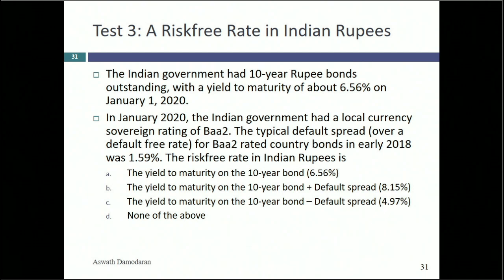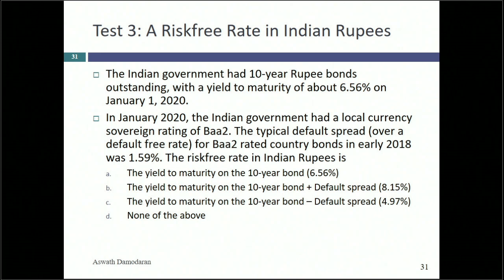The 10-year Indian government rupee bond rate on January 1st, 2020 was 6.56%. You think this is good, my risk-free rate. Not so fast. What do we say we have to check for? Is there default risk in the Indian government? Now you can ask people, but what the heck are you going to get? You're going to get answers all over the place. So I cheated. Here's what I did. I went to the Moody's website, and there's actually a sovereign rating for a country. This is Moody's assessment of how much default risk there is in a country.